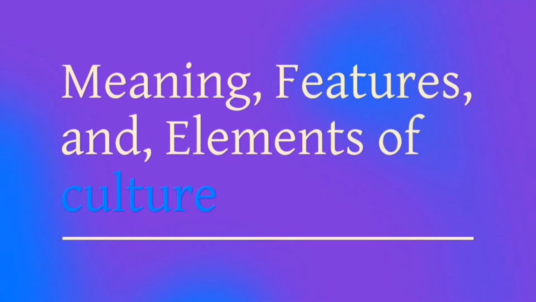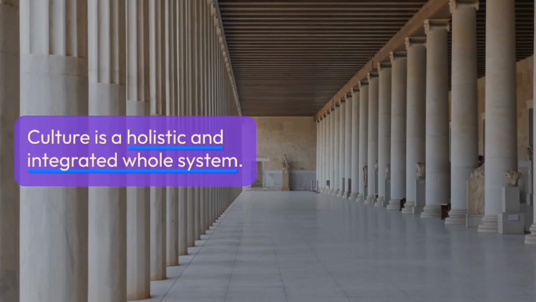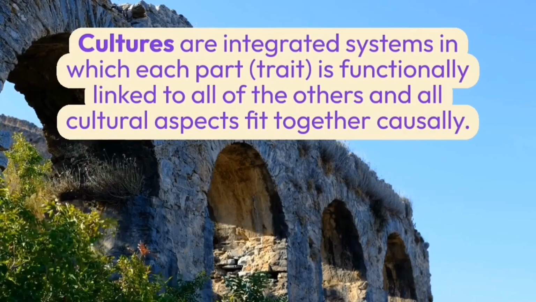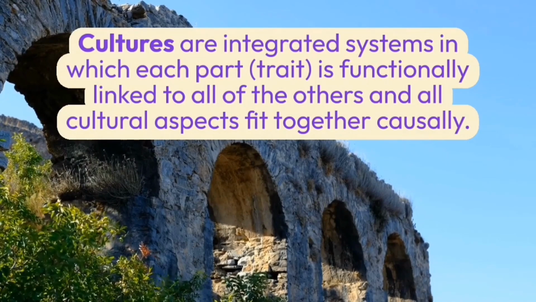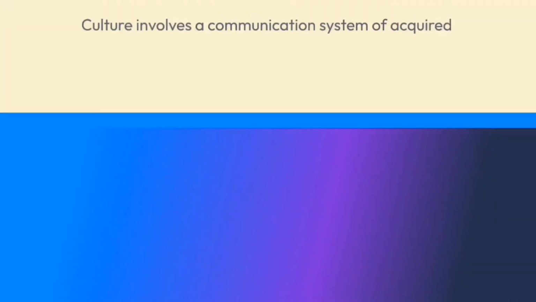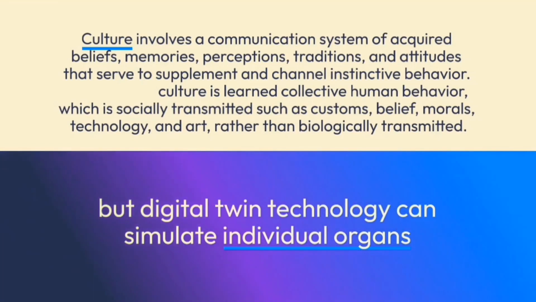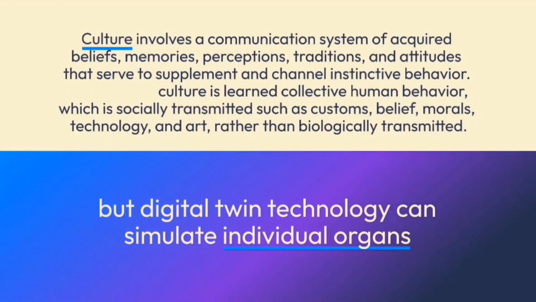Meaning, features, and elements of culture. Culture is a holistic and integrated whole system. Cultures are integrated systems in which each part, trait, is functionally linked to all of the others and all cultural aspects fit together causally. Culture involves a communication system of acquired beliefs, memories, perceptions, traditions, and attitudes that serve to supplement and channel instinctive behavior.